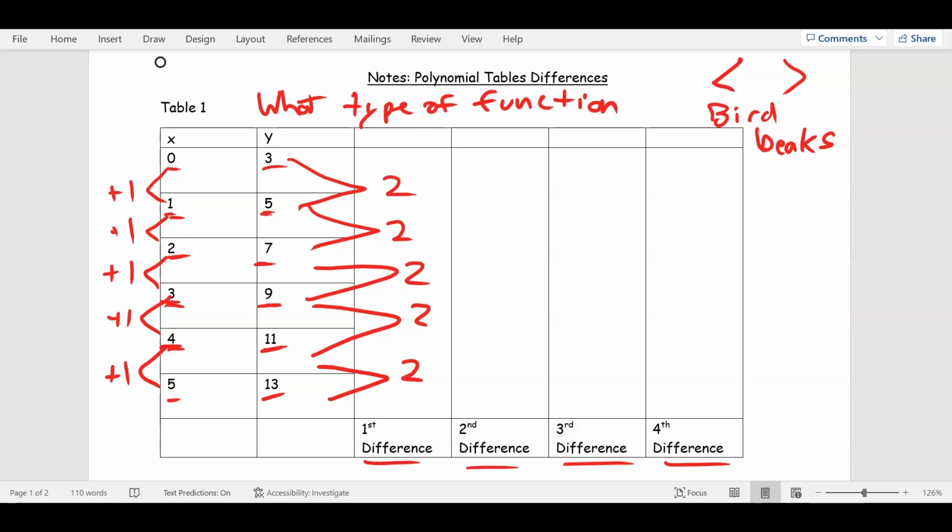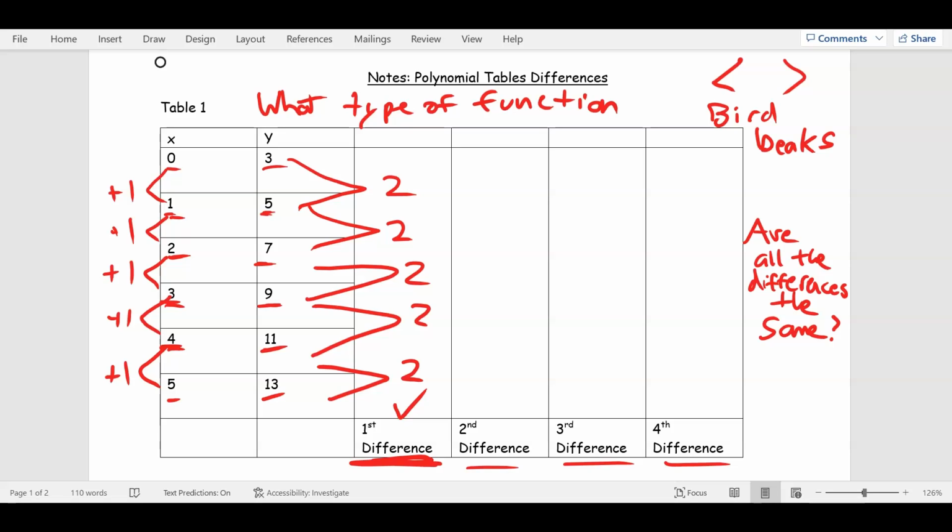Now, are all of the numbers the same? Let's write that off the side. Are all the, we'll call it differences, the same? Question mark. Are all these differences the same? So we just did the first difference, and all of the numbers are 2. Yes, they're all the same.